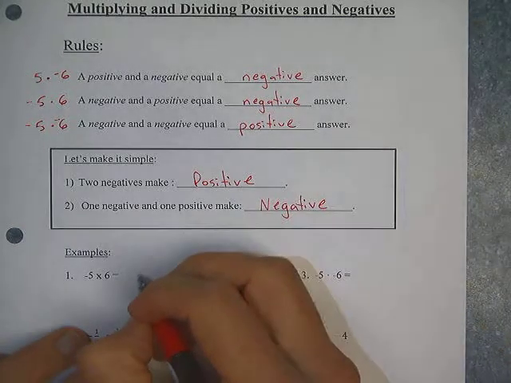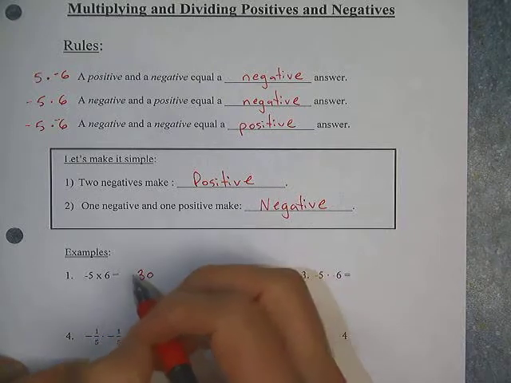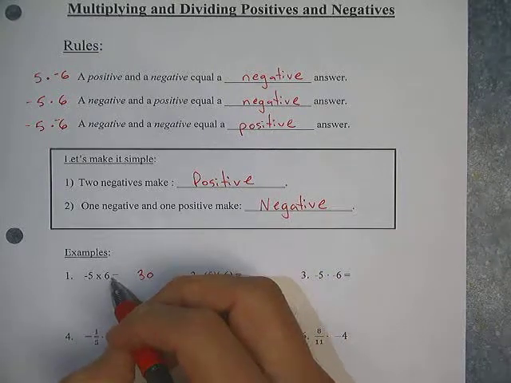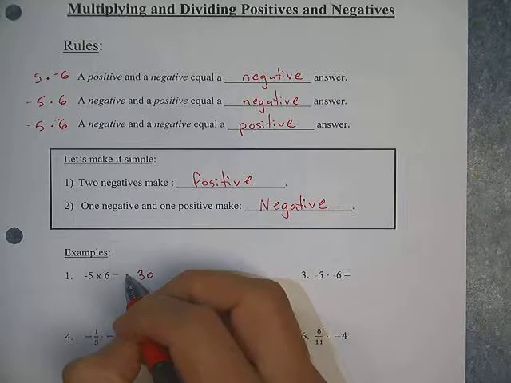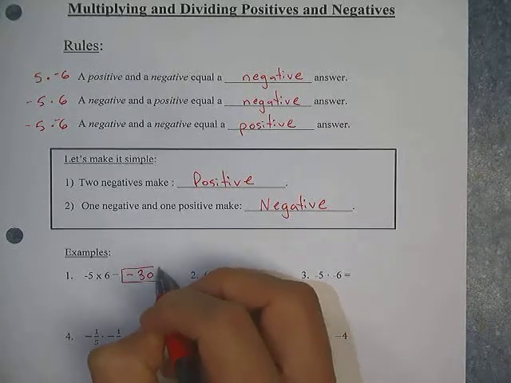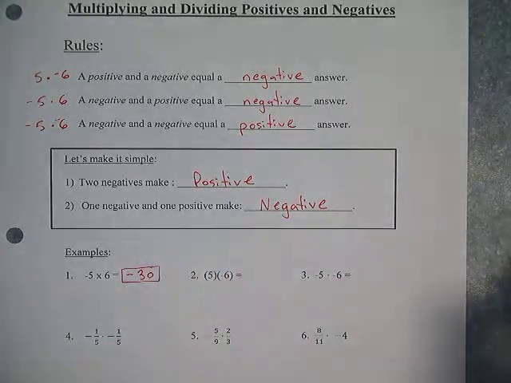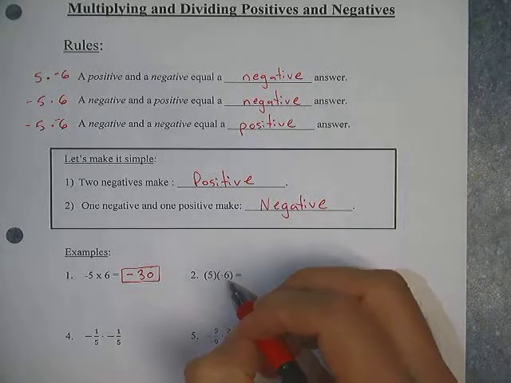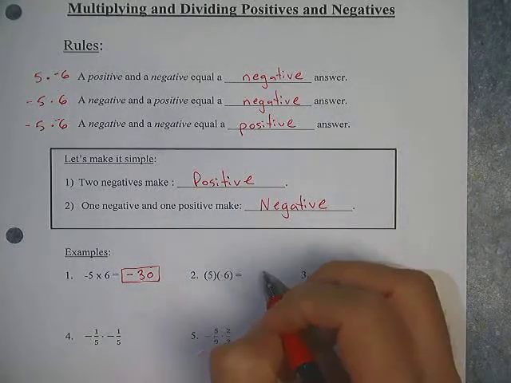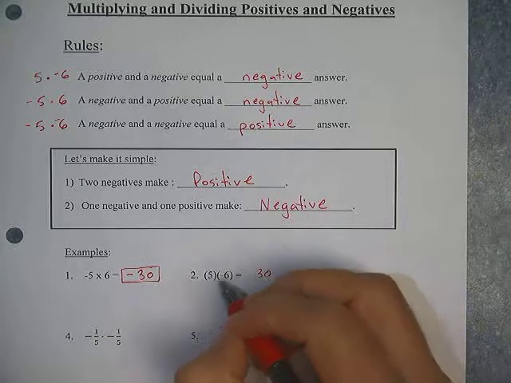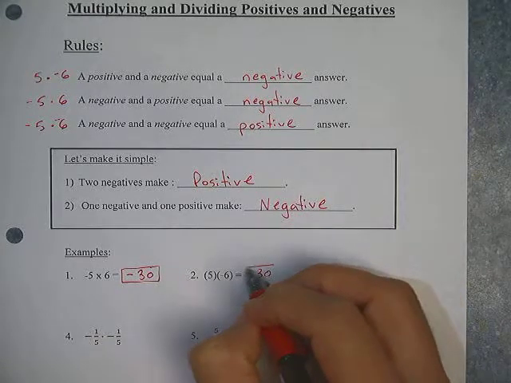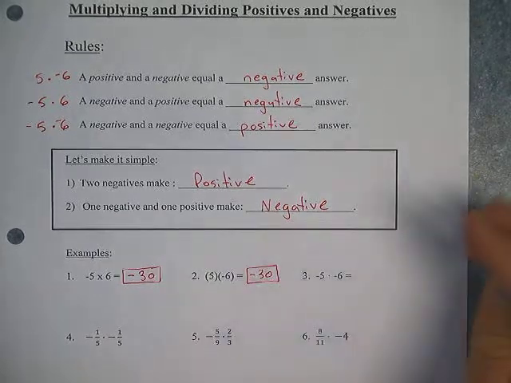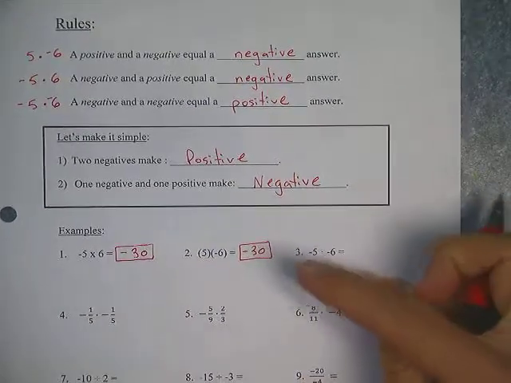So when you look at number 1, we know what 5 times 6 is. 5 times 6 is 30. So if it's negative 5 times 6, or the opposite of 5 times 6, then it should be the opposite answer. So it is negative 30. Next one, 5 times negative 6. Well, 5 times 6 is 30. Now it's 5 times the opposite of 6, so it should be the opposite of 30, which is negative 30.